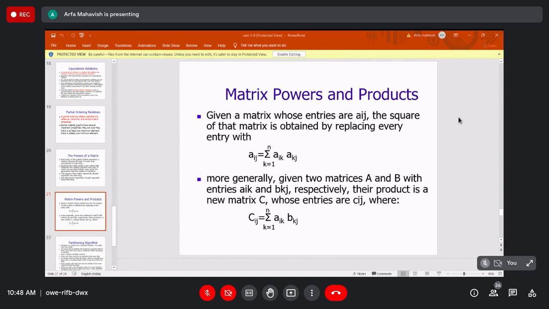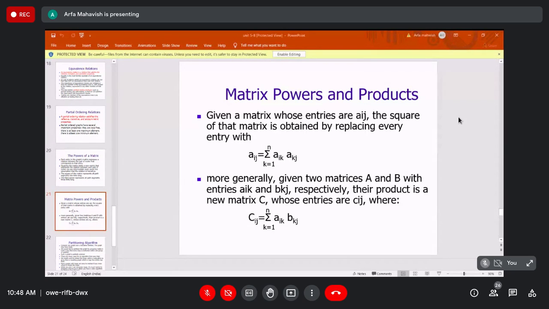So more generally, given the two matrices A and B with entries a_ik and b_kj, the product is the new matrix C, where the entries are c_ij, and we write c_ij = sigma a_ik b_kj, k = 1 to n. So if you have the two matrices A and B, what you are doing is A into B: the A matrix is multiplied by the B matrix, and we get the C value from them.